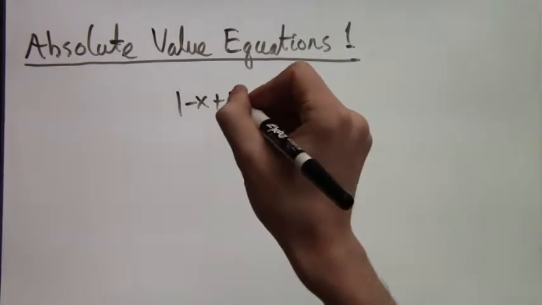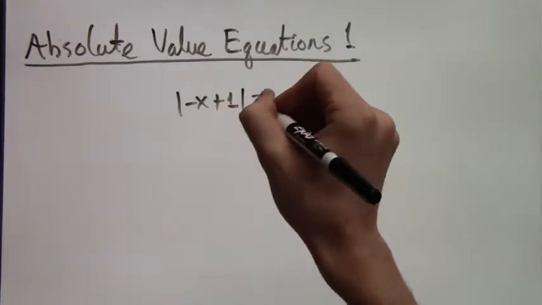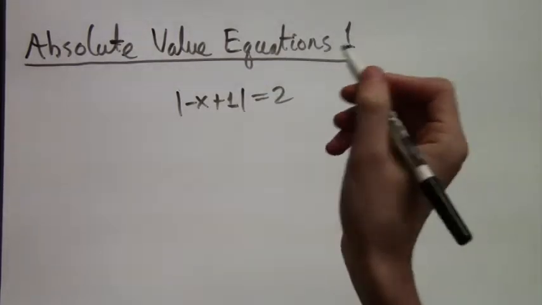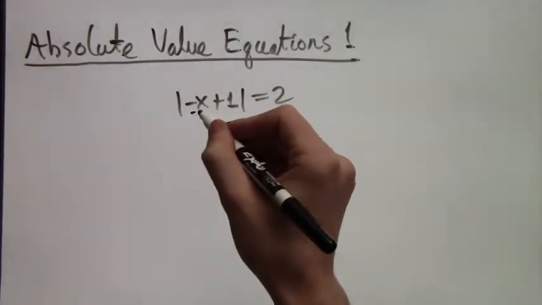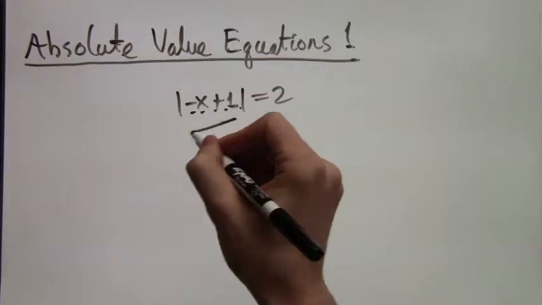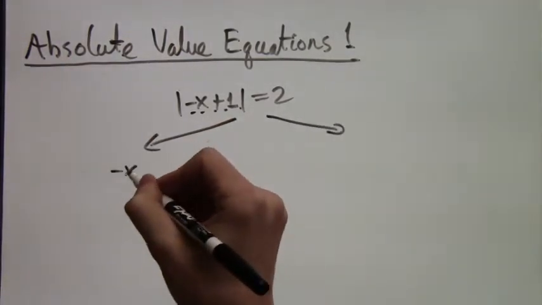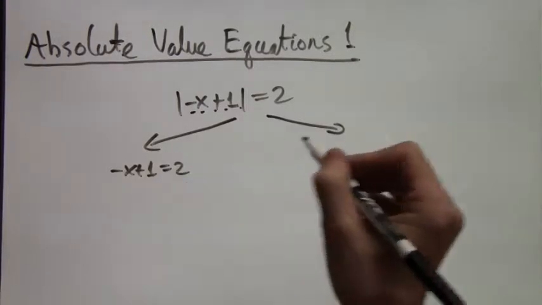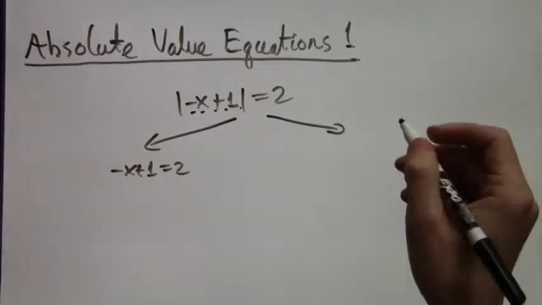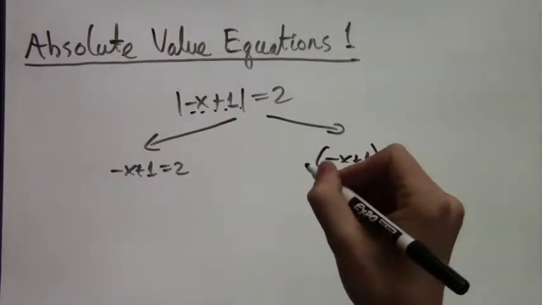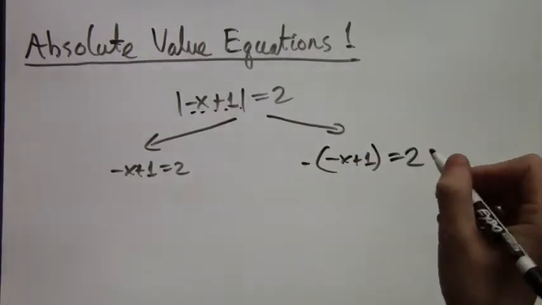So here's another one. Absolute value of negative x plus 1 equals 2. Again, we have two cases. Either we just have negative x plus 1, I'll write that on the left, and then it equals 2. Or we have to put everything in parentheses and put a negative sign in front of it. Negative x plus 1, all negative, equals 2.